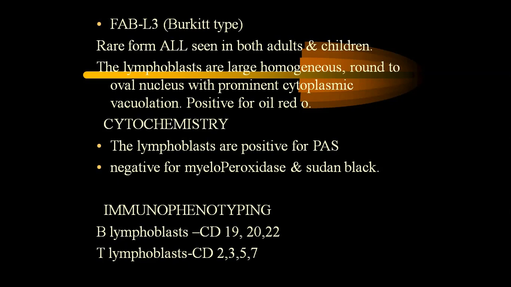Lymphoblasts are again homogeneous, with a round to oval nucleus, and what is prominent here is that these blasts have a lot of vacuolation containing lipid. So these can be stained with the lipid stain, that is oil red O, which will stain the lipid vacuoles positive.